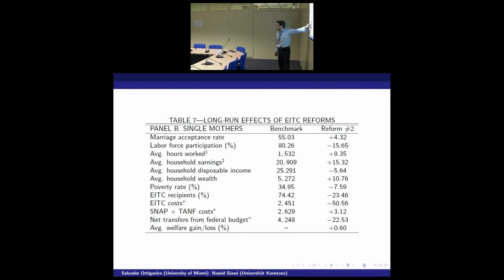Single mothers benefit. They work less. Labor force participation goes down, but they marry more than before. Hours worked go up. So participation goes down, but those participating work longer hours. They make more earnings. Disposable income goes down a little bit. Wealth goes up a lot, 10%. And obviously, poverty goes down. They receive less from transfers.